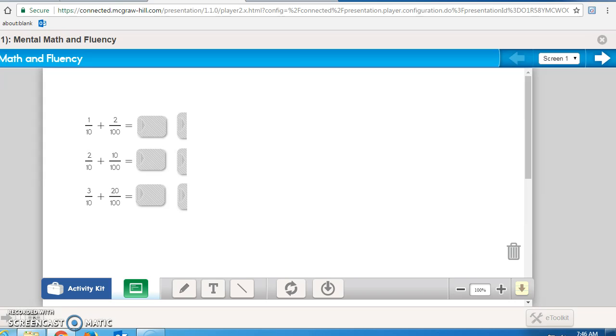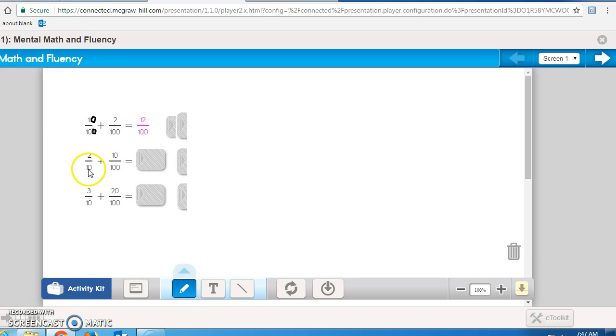1/10 plus 2/100. Remember that we want like denominators whenever we're adding. So 10 becomes 100 by multiplying it by 10, which just means that I added a 0, because 10 times 10 is 100. So 1 times 10 is 10. Whatever I do to the denominator, I do to the numerator. Now that I have hundredths and both of them are hundredths, I can simply add the numerators. 10 plus 2 is 12. So 12 hundredths is my answer.